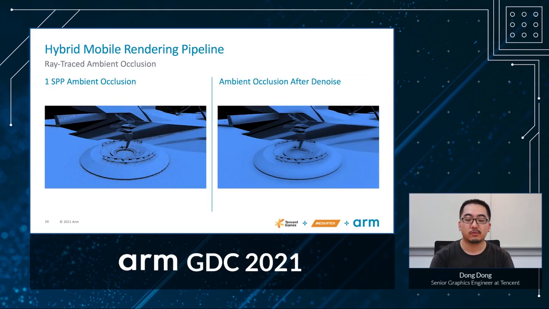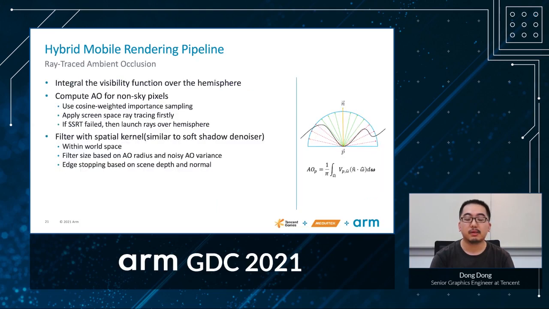And this is our ray traced AO with and without denoiser. Ambient occlusion is an important visual clue for inner structure. It's also a simple way to approximate global illumination. For non-sky pixels, AO samples are drawn by cosine-weighted importance sampling.